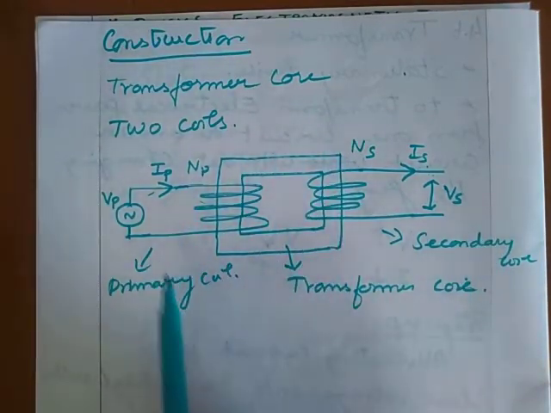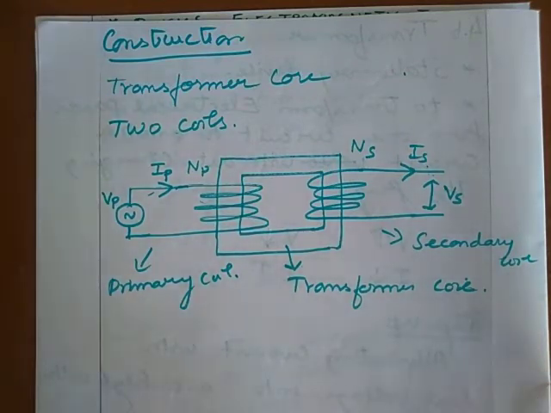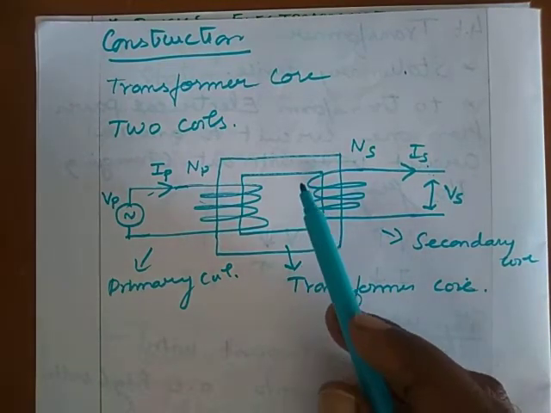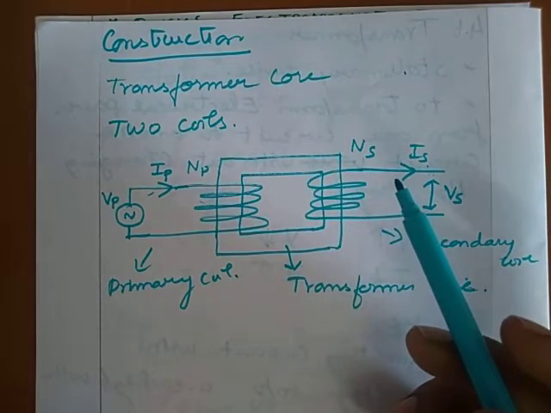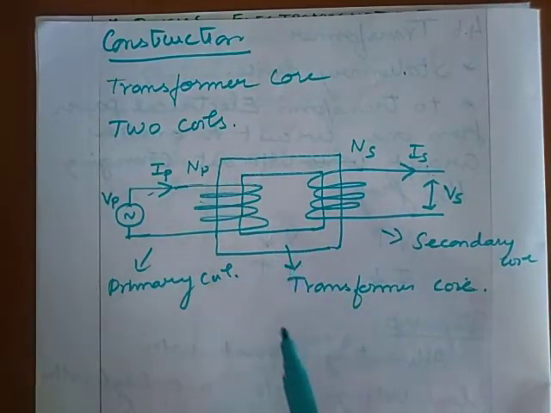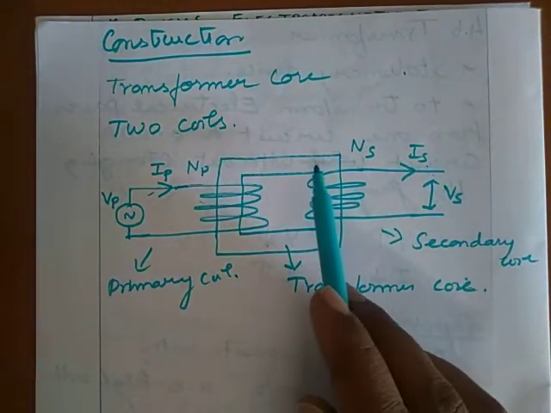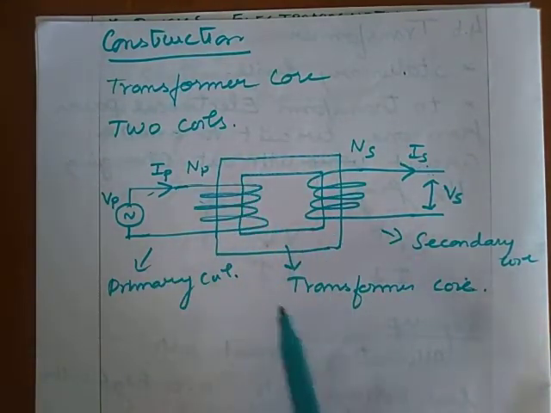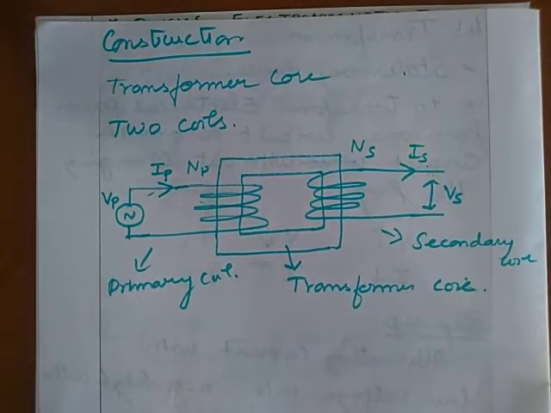This entire setup is enclosed in a container filled with a suitable medium for better insulation and cooling. You know very well, in a roadside transformer there is a leakage of oil. That is the oil used to minimize the heating effect of the transformer. Let me explain that later.